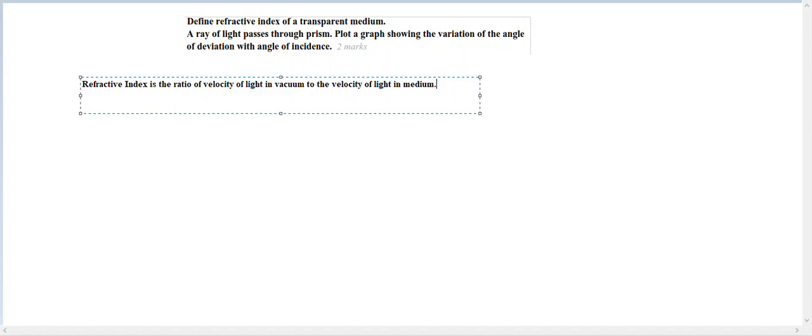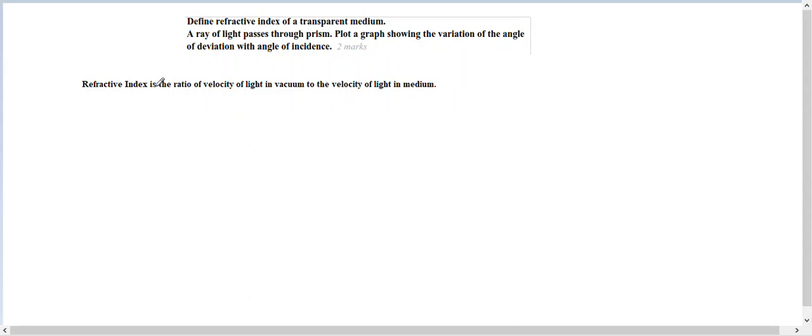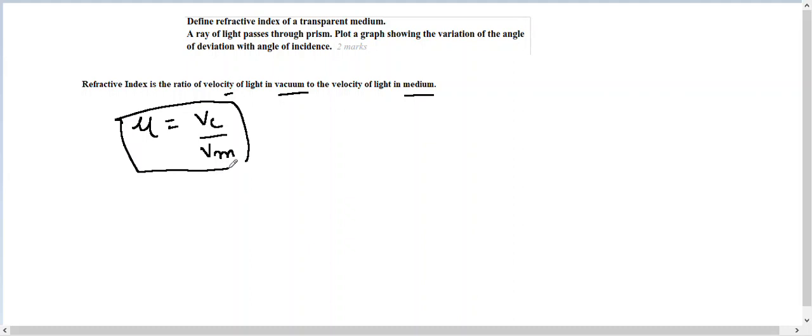A refractive index is the ratio of velocity of light in vacuum to the velocity of light in medium. So we define refractive index by the letter mu, which is equal to the velocity of light in vacuum, Vc, upon the velocity of light in a medium. So that's just a formal definition of refractive index. Let's go to the next part.